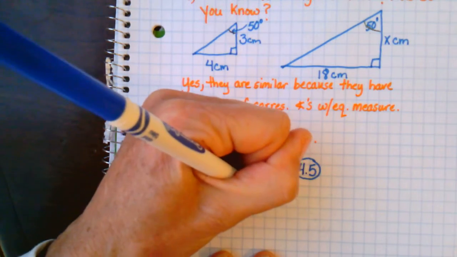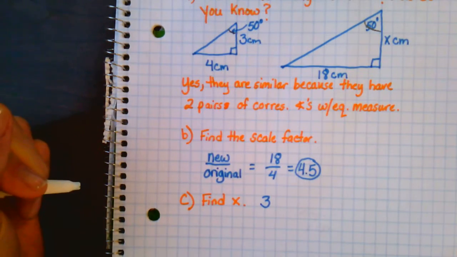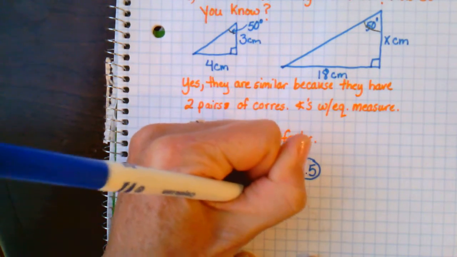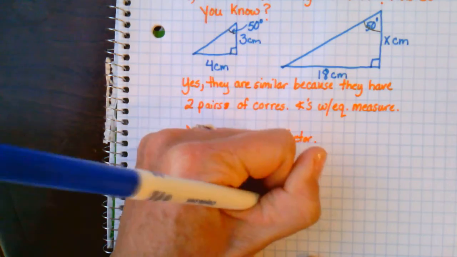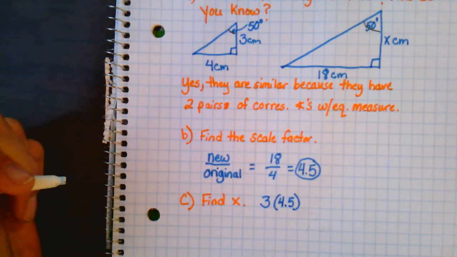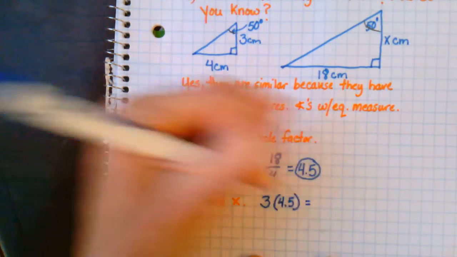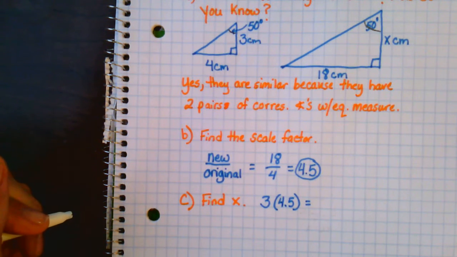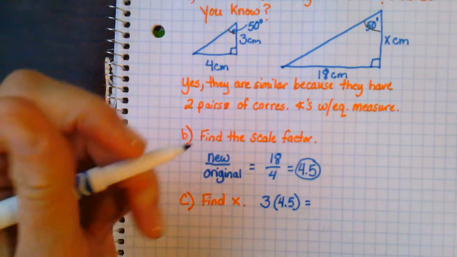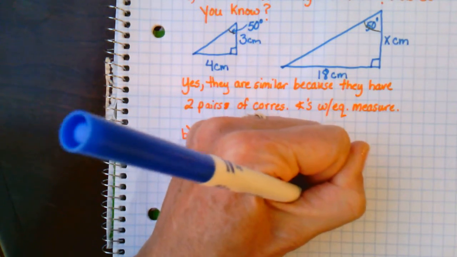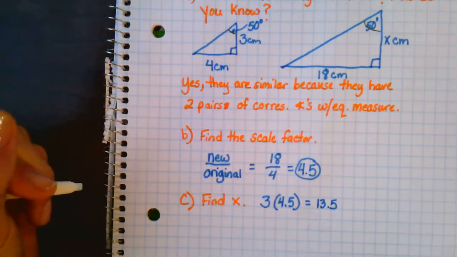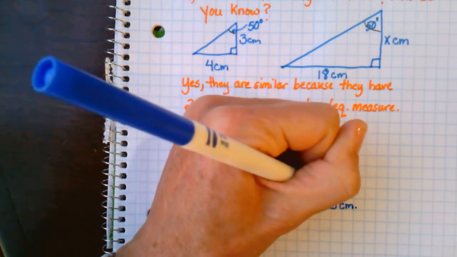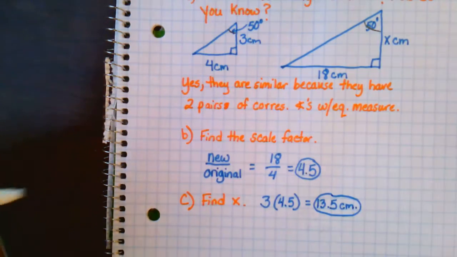So our original side length is 3 centimeters, and we know that the scale factor is 4.5, so the new side, or x, is 4.5 times larger than the original side. So then we have to multiply 3 times 4.5, and we determine that that is 13.5 centimeters for the length of side x.